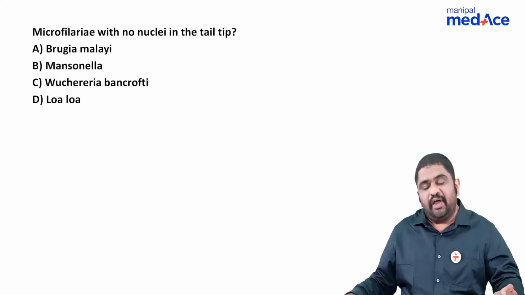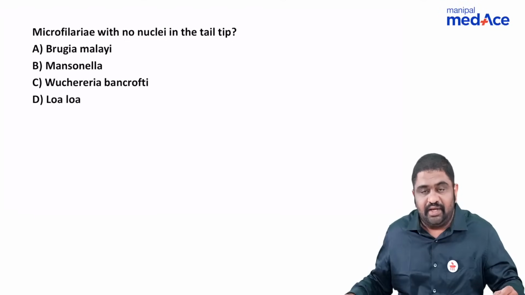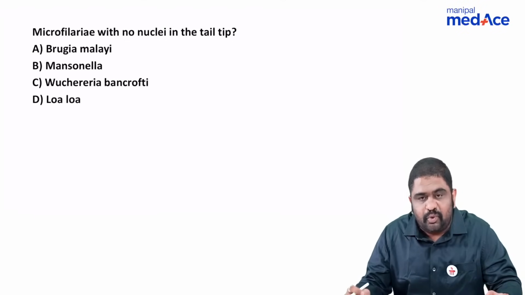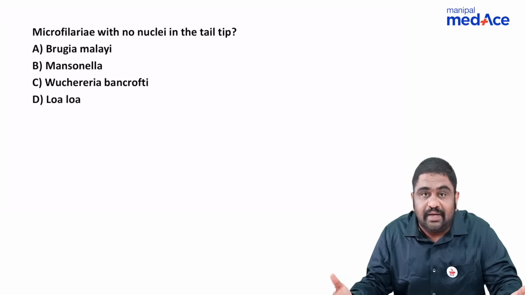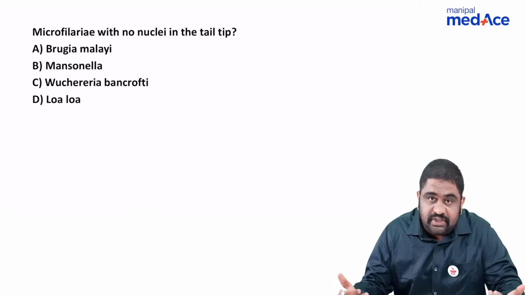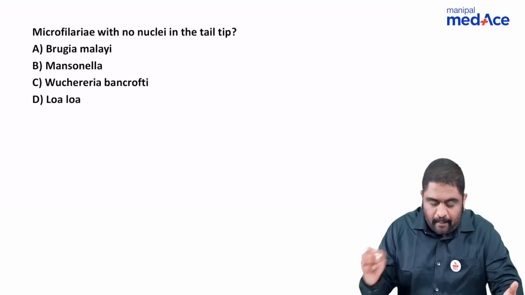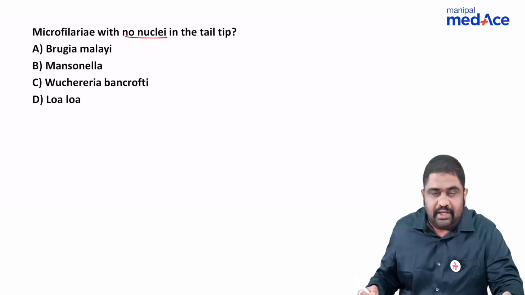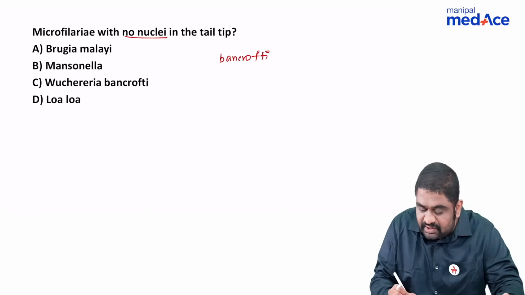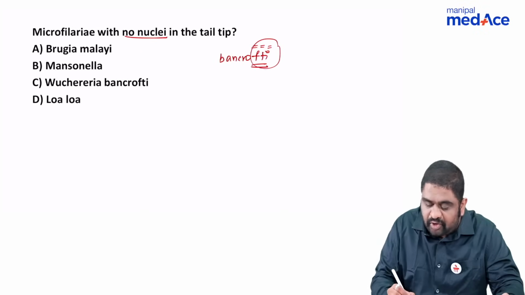Look at this question. Microfilariae with no nuclei in the tail tip. I have told you innumerable times in the classes that this question has been asked so many times that they are not even bored of asking the same question 10 to 15 times more. And it is not going to be a surprise if you see the same questions in the upcoming years also. Microfilariae, no tail tip. I had told you when it comes to Wuchereria bancrofti, look at the last three letters, FTI, free tail tip. This is what I taught you in the class.